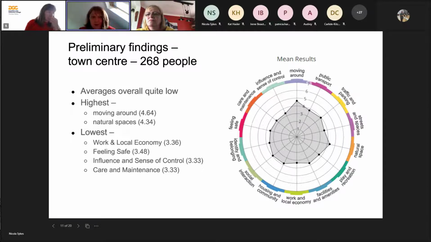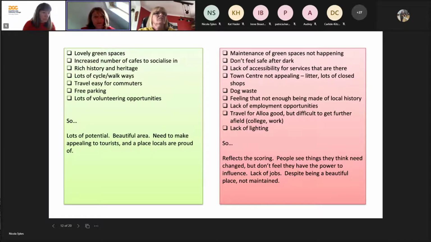These were work and local economy, feeling safe, influence and sense of control, and care and maintenance. Those were the things people highlighted. I'll just put the next slide up. These are some of the comments that also came out. That's the beauty of the Place Standard tool: you've got the quantitative aspect, but you've also got the qualitative one. Comments included: don't feel safe after dark, town centre not appealing, and a feeling that not enough has been done about the local history. That was a really interesting one that was taken up.